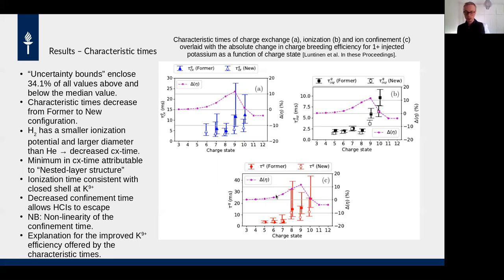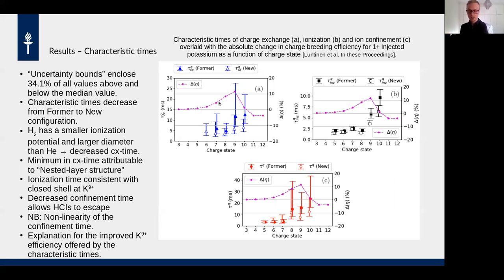In the case of the charge exchange time, this can be attributed primarily to the change in the support gas species, charge exchange time in subfigure A. In the new configuration, we used molecular hydrogen, which has a larger diameter and smaller ionization potential than helium. This makes the charge exchange cross-section of molecular hydrogen larger, easier to hit, than that of helium, and correspondingly decreases the charge exchange time. Easy to hit, takes a shorter time to hit it.